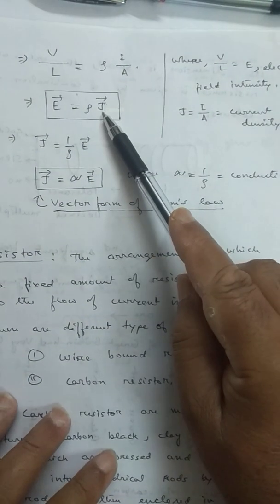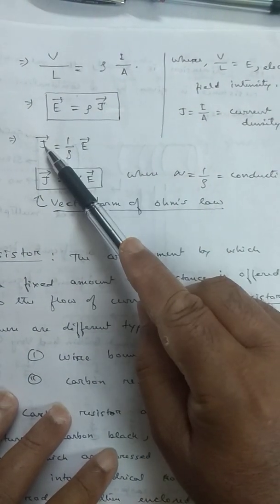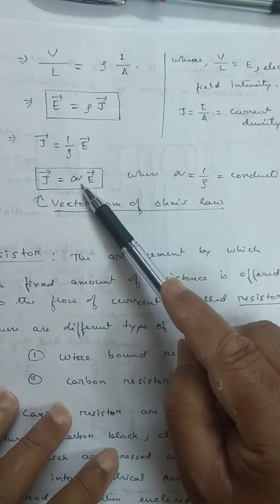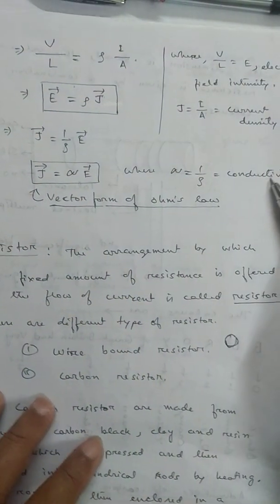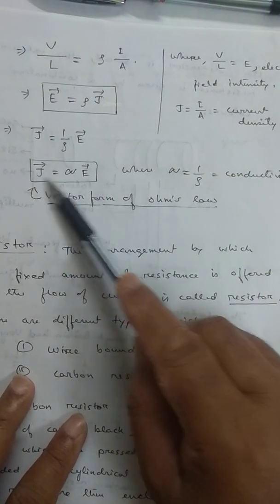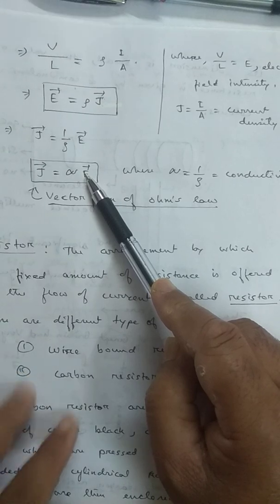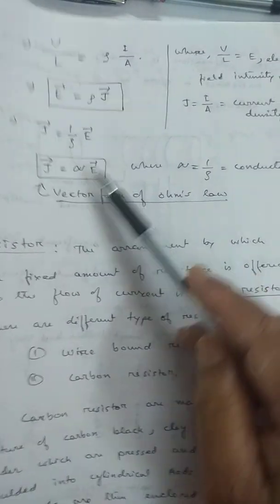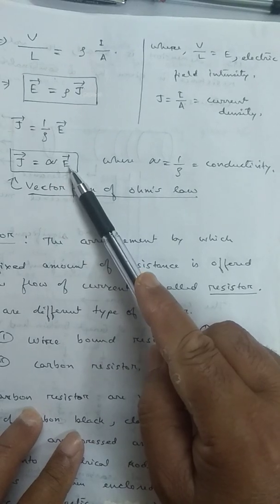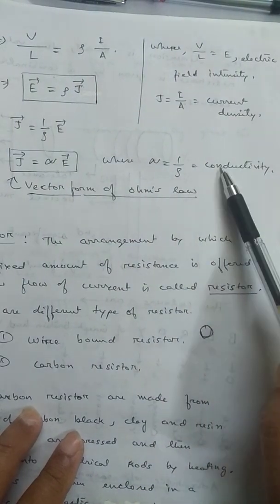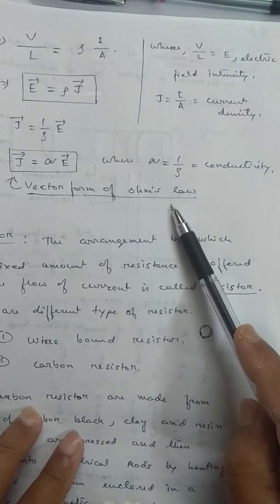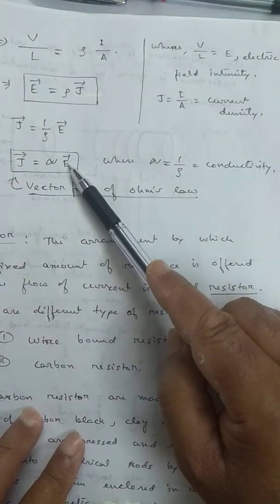So if I take J on the left hand side, J is equal to 1 by rho E. 1 by rho is sigma. Sigma is called the conductivity of the material. So J is equal to sigma E. So this is another vector form of Ohm's law. Sigma is 1 by rho, the conductivity of the material. It is the vector form of Ohm's law, either this or this.